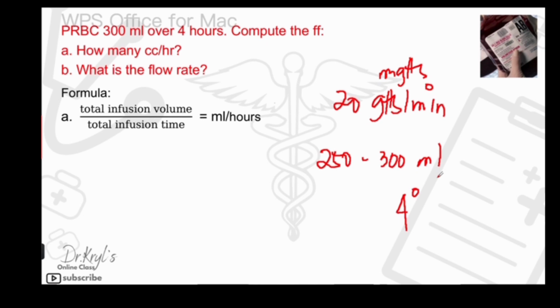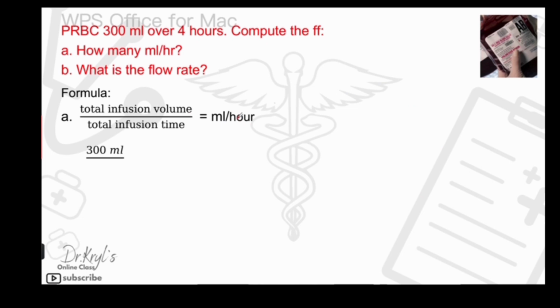Okay? Ayan. And so start na tayo. Yung total infusion volume is 300 ml. And total infusion time is 4 hours. Okay, then result will be ml per hour. So, 300 ml over 4 hours. And it is the maximum time to infuse is 4 hours. Okay, so 300 divide 4. So, 75 ml per hour. Okay, yan. So, at least alam na natin ilang ml per hour. So, hindi tayo magkaka-over infused.